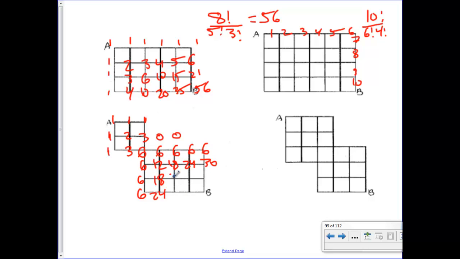I might need some help on the rest of these. That'll be 36. That'll be 60. That'll be 120, 90, 210.